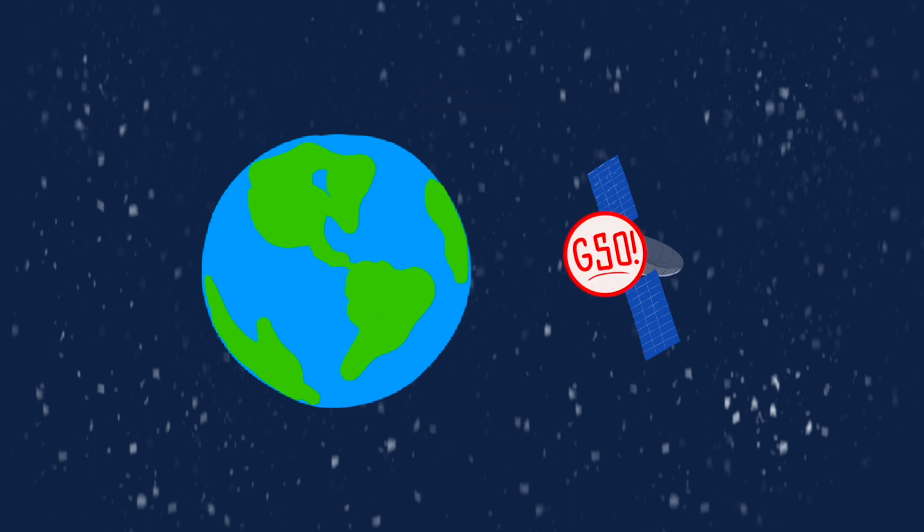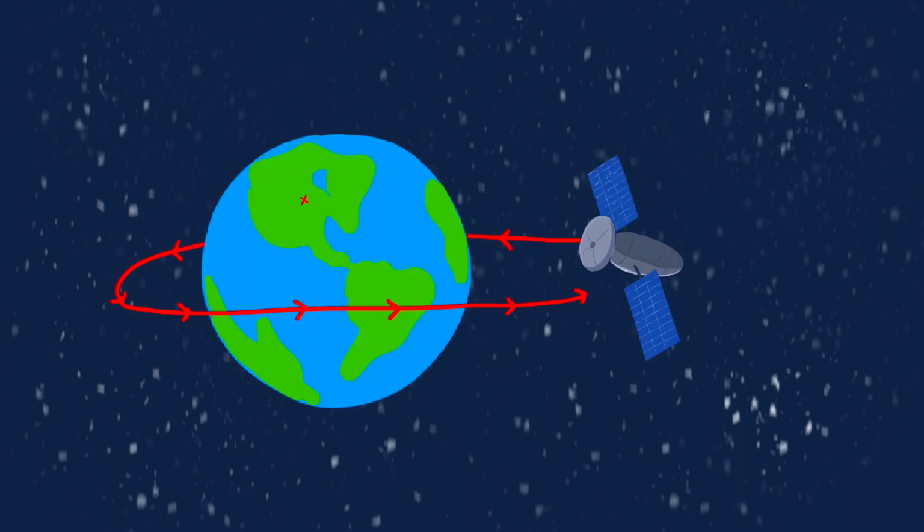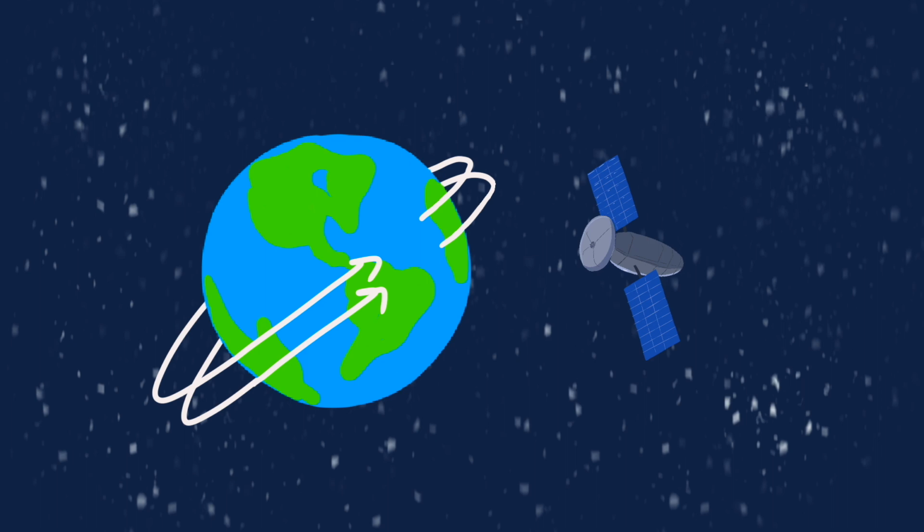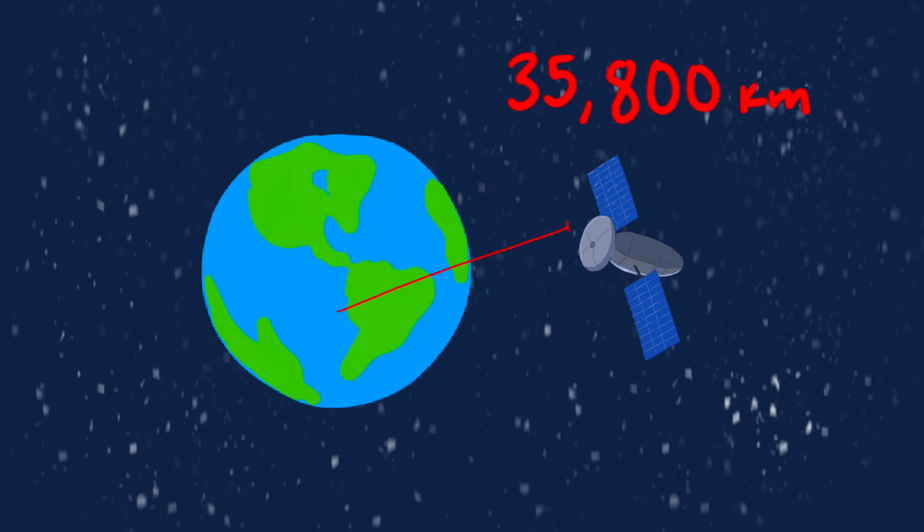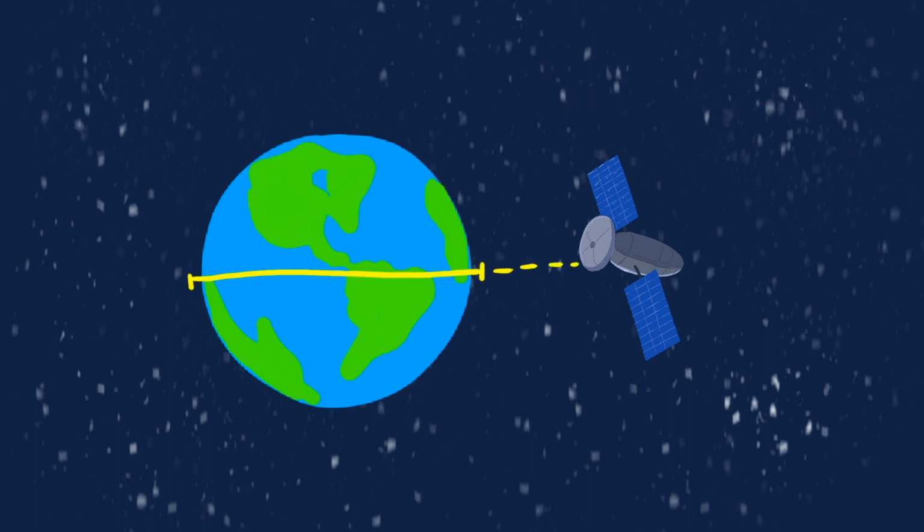A satellite classifies as a GSO if it meets the following requirements. It's orbiting west to east, which is the same direction Earth is spinning on its axis. It's at an altitude of 35,800 kilometers or 22,300 miles, and it's directly above the equator. We call it geostationary because if you observe the satellite from Earth, it looks like it's in the same spot in the sky all day.